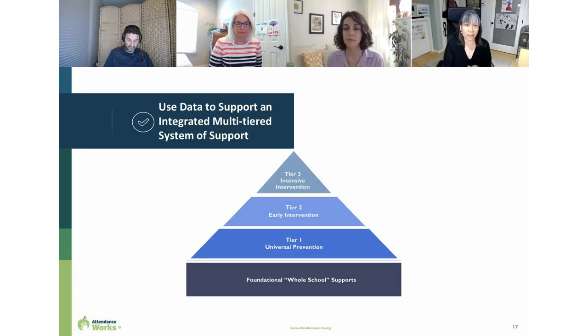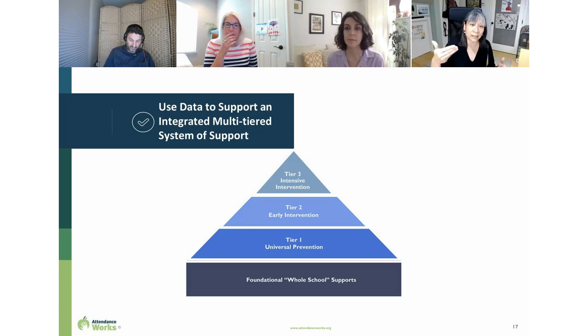We also see that if you have this data, it allows you to take a much more integrated, multi-tiered system of support. You look at how you put in place foundational whole school supports, universal prevention, tier 2 and tier 3. The notion of a multi-tiered system of support is that you first have to invest in the universal prevention in tier 1, and if you have high levels of chronic absence, it is often an indication that the whole school and tier 1 supports aren't in place. And then if you do have them in place, you're using your data to add in more early intervention, more intensive intervention. Next slide.